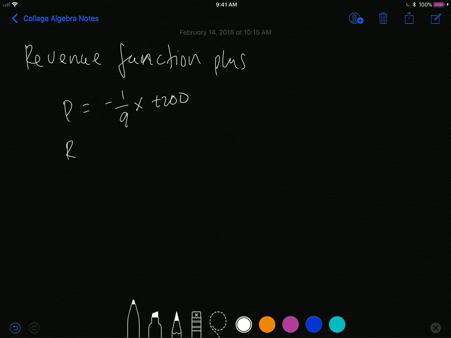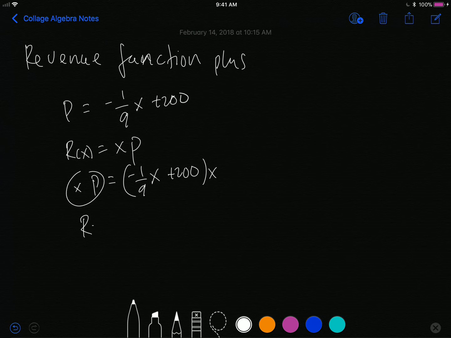Well, the revenue is equal to the number of items you sold multiplied by the price. Also we say XP, like the old Windows operating system. And so since I already have the price, P equals -1 over 9x plus 200. To find the revenue, I simply multiply both sides by x. X times P equals the revenue, and that gives me -1 over 9x squared plus 200x. And so that is your revenue right here.